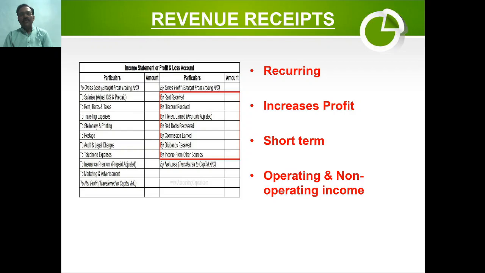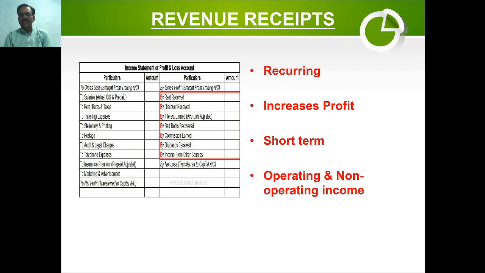Basically, it is found on credit side of profit and loss account and trading account. In trading account, when we write by sales, sales is nothing else but revenue received. Similarly, if we have received rent, or we may have recovered bad debts or dividend received, commission received, all these, or for that example, income tax refund are also examples of revenue receipt.